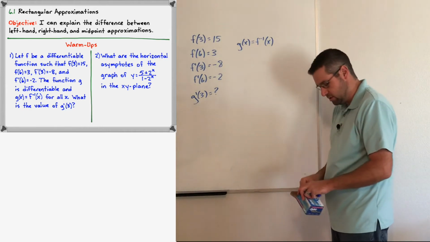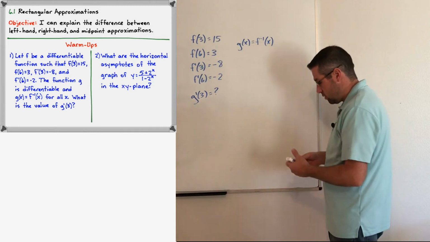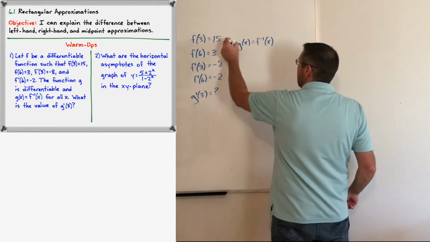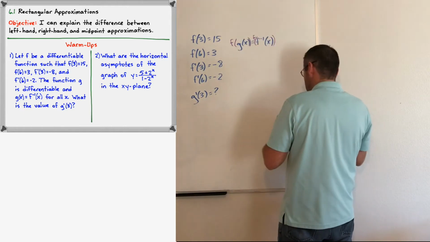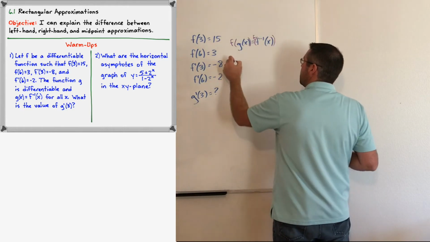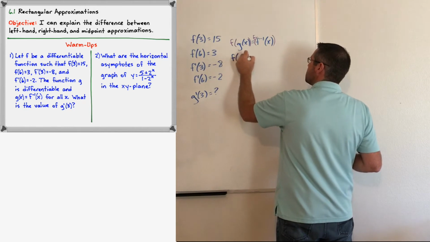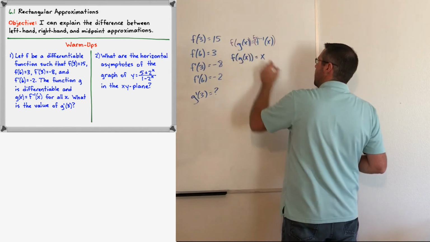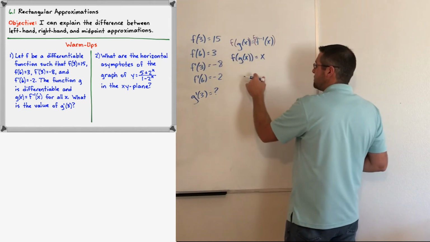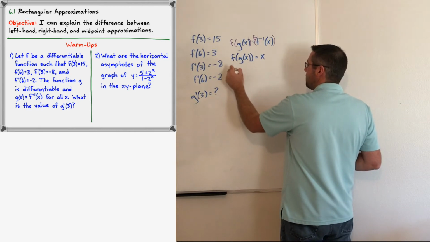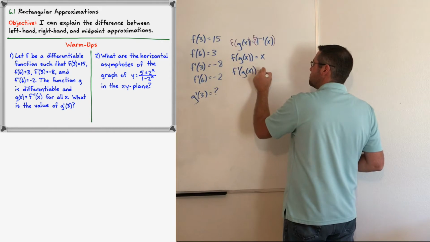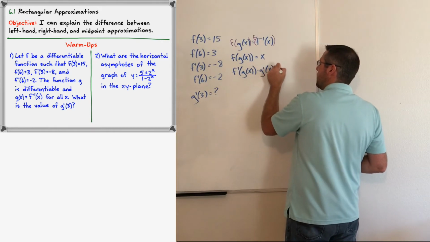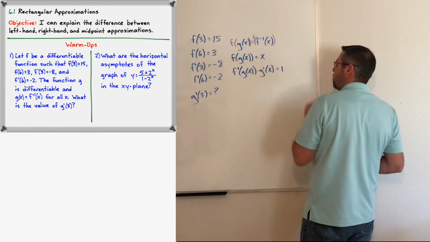So to get rid of the inverse function, what I need to do is take the f of both sides. So I'm going to go ahead and take f of the left and f of the right. By doing that, I end up with f of g of x is equal to x. And then from here, we'll differentiate. So on this side, we have to use a chain rule. So it'd be f prime of g of x times g prime of x. And then the derivative on the right is just 1.